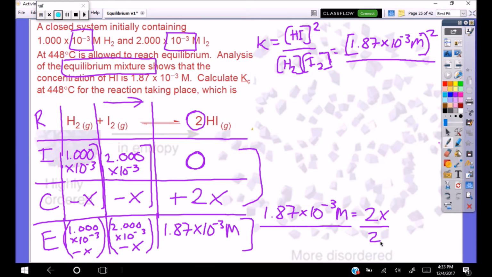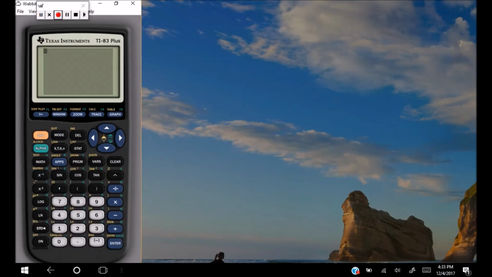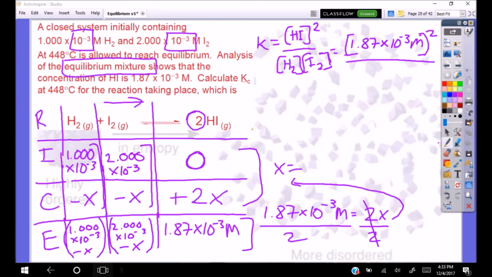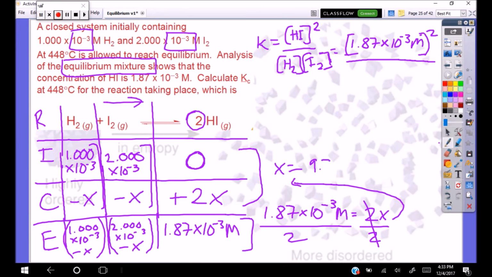So divide both sides by 2, solve for x, and we get that x equals, I got to do the math, so let me pull up the calculator. 1.87 times 10 to the negative third divided by 2, we get 9.35 times 10 to the negative fourth. So 9.35 times 10 to the negative fourth, and that is my change. So that's my change in x.